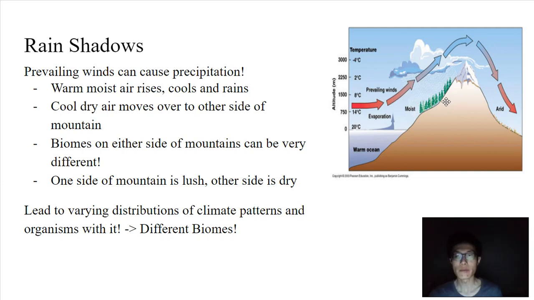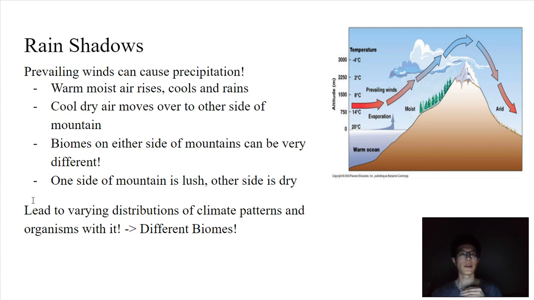Quite phenomenally, you have different biomes on the two sides of the mountain. On the side facing the ocean, where there's lots of precipitation, you might have very lush forests with lots of trees. On the other side, where the cool, dry air is now passing through and doesn't have any moisture, it's going to be extremely arid, and you might have a desert. What's really fascinating about rain shadows is that they lead to varying distributions of climate patterns, and as a result, different biomes, which ultimately can lead to variations in organisms as well.